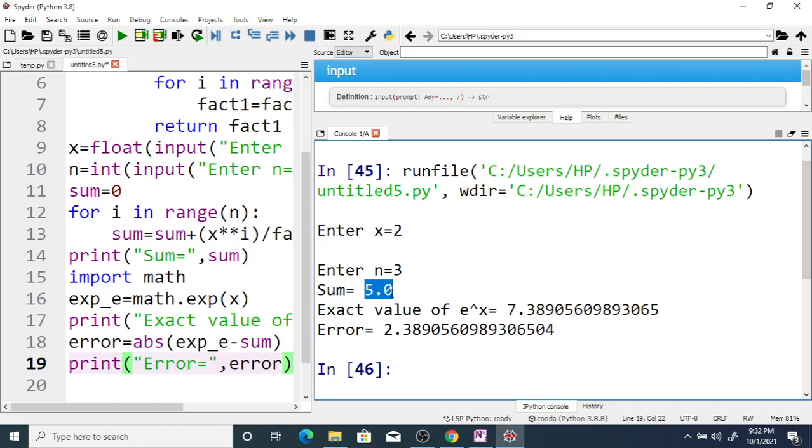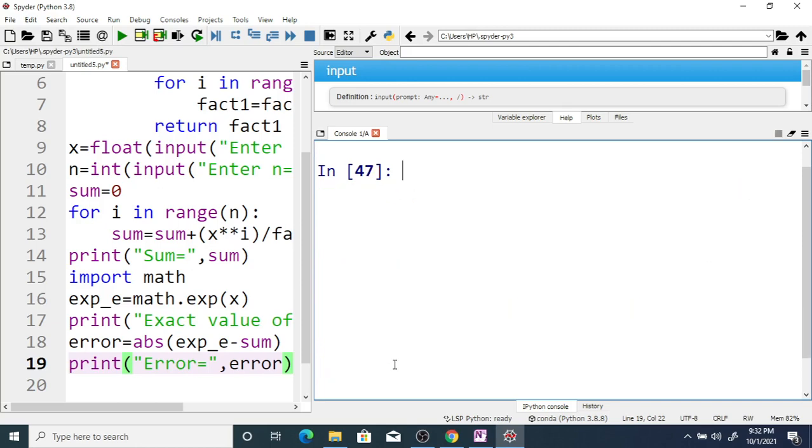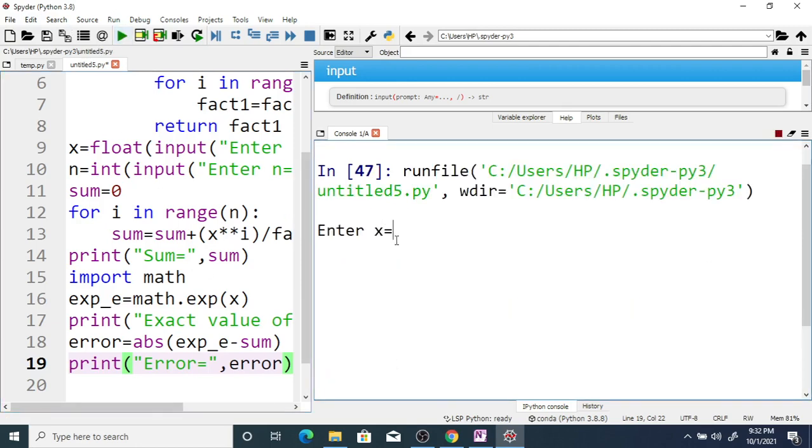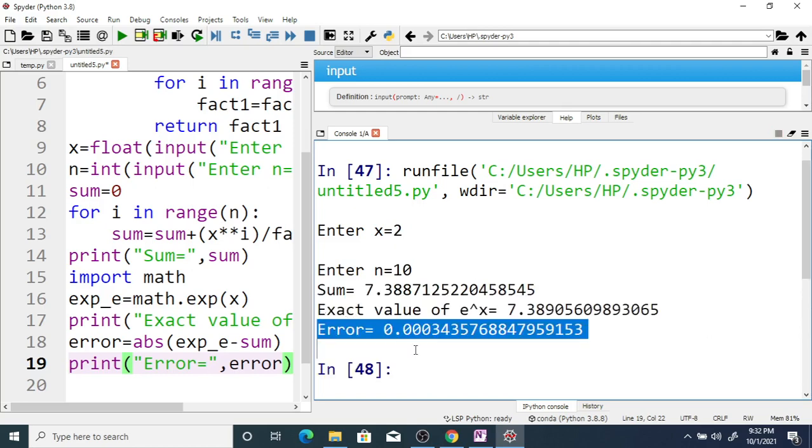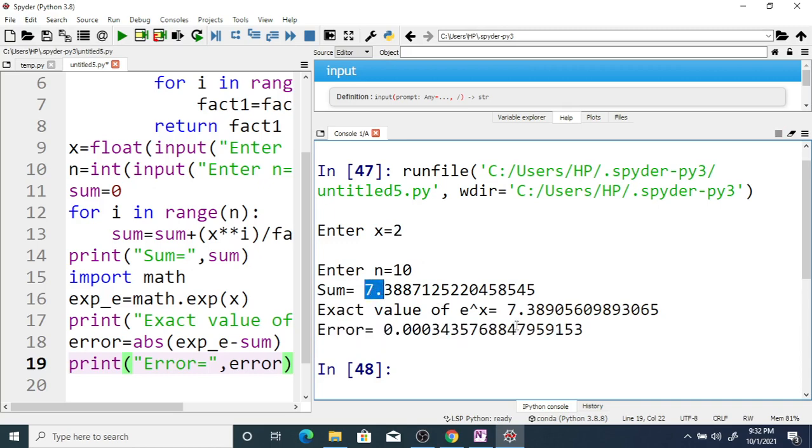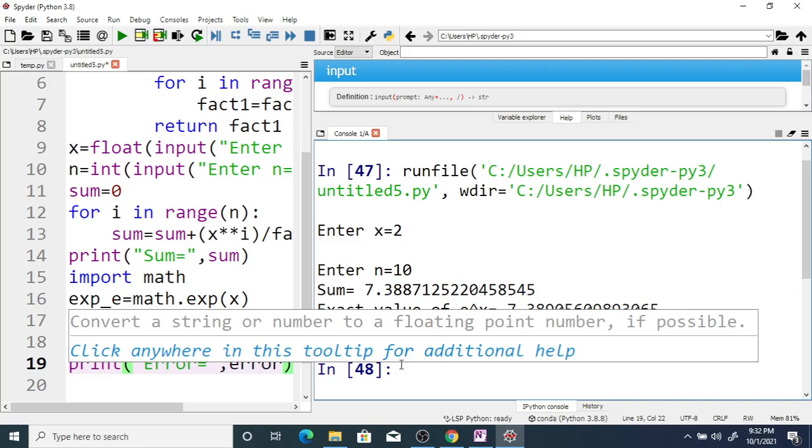The value of e raised to x using series expansion is 5, and by using the standard library function it is 7.38, so the error is very large. Now you can reduce this error by taking a very large n. So here take x is equal to 2, and if you take n is equal to 10, then you can see here the error is very small, and the exact value of e raised to x is very close to the approximate value.